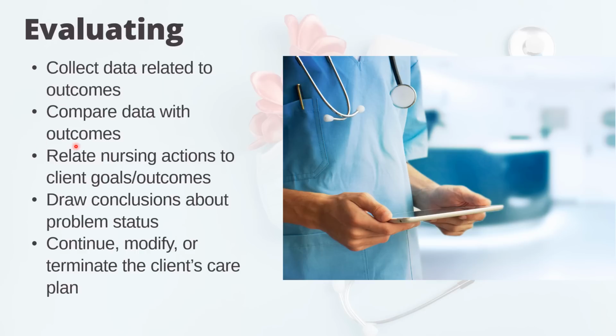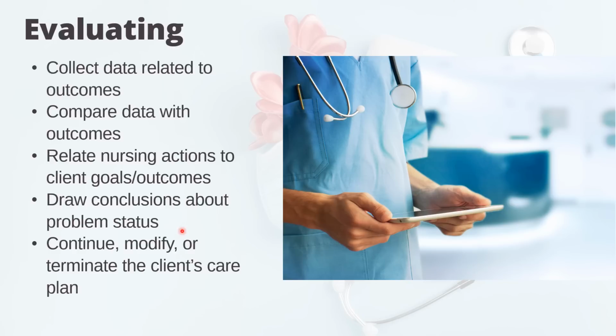Like for example, we don't just rely on what our client said to us. We compare the data, like what about the vital signs? Okay, what about the non-verbal cues? We have to do that as well. And then relate nursing actions to your client goals or outcomes. What does that mean? We have to know that again, our nursing process is client-centered, no? Not nurse-centered. So did we meet the goal or the outcome desired by our client? So we have to relate our action to that.